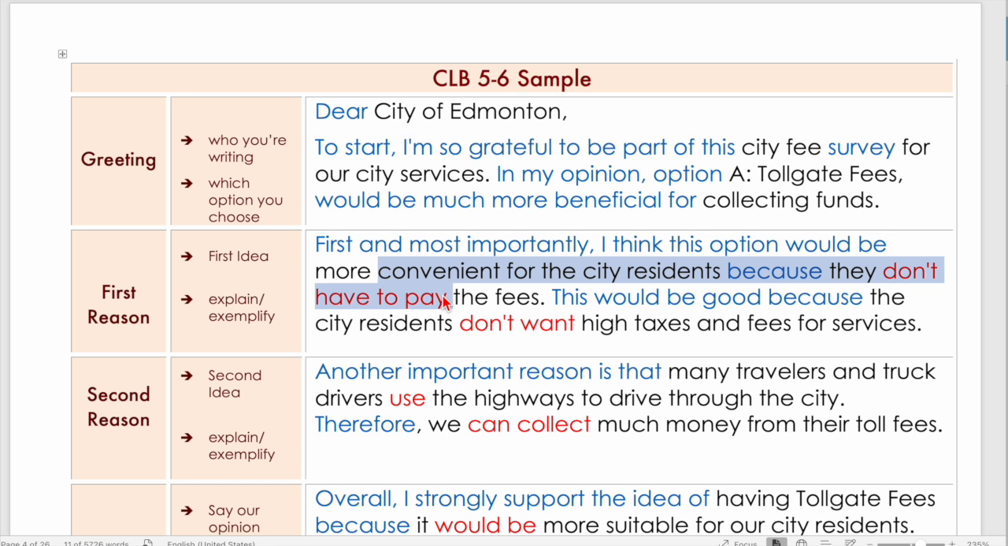Truck drivers and travelers have to pay the fees. Let's explain and exemplify. This would be good because the city residents don't want high taxes and fees for services. Good. Very good idea. Again, everyone, don't forget the blue is structure. We need to know structure. The red is main grammar forms. Here, the grammar form, simple modal, don't have to. And then here, simple present, don't want.